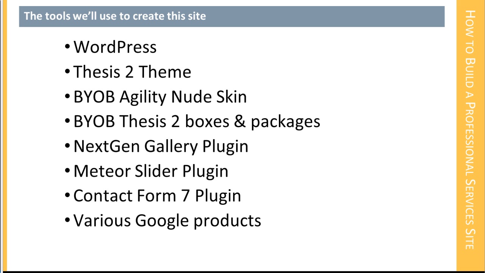We'll be using the latest version of the BYOB Agility Nude Skin, and we'll be talking more about that later. We'll also be using some Thesis2 boxes and packages that I've already created and some that I will be creating in the not very distant future. We'll be using the Next Gen Gallery plugin, the Meteor Slider plugin, the Contact Form 7 plugin, and then various Google products. So these are the tools that we're going to use to build this site.